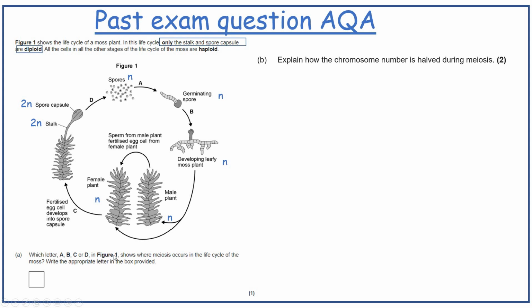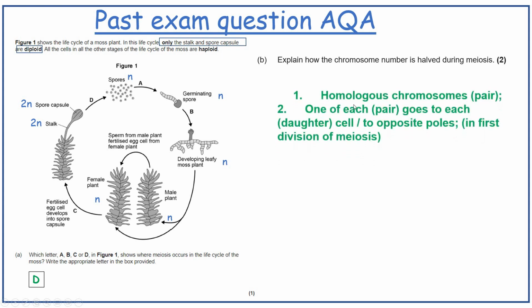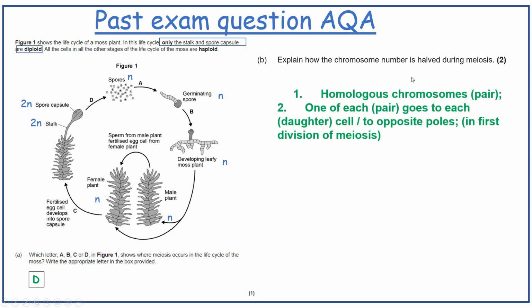Which letter A, B, C or D in figure 1 shows where meiosis occurs in the life cycle of the moss? Well, meiosis is always when it goes from diploid to haploid, 2N to N, so it's got to be D. Explain how the chromosome number is halved during meiosis. The homologous chromosomes separate, so one of each pair goes to opposite poles, and that happens in the first division of meiosis.